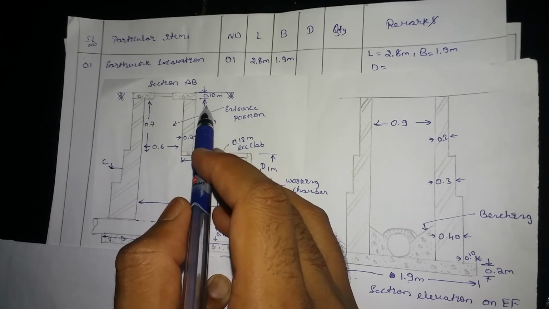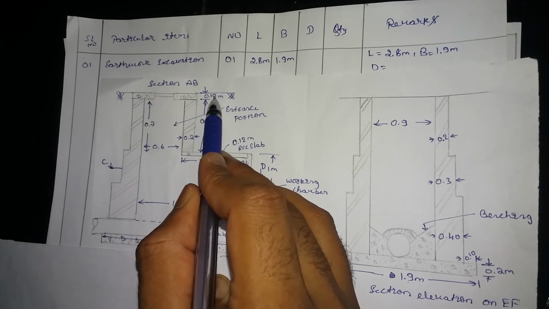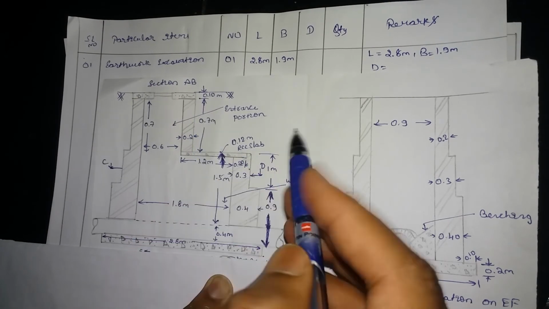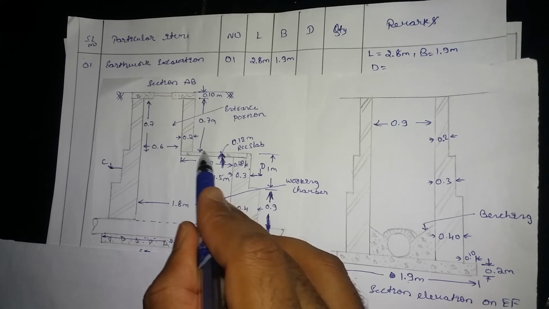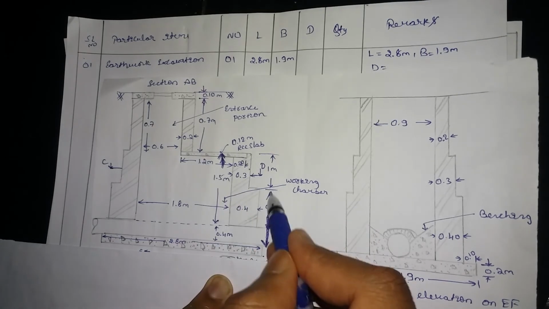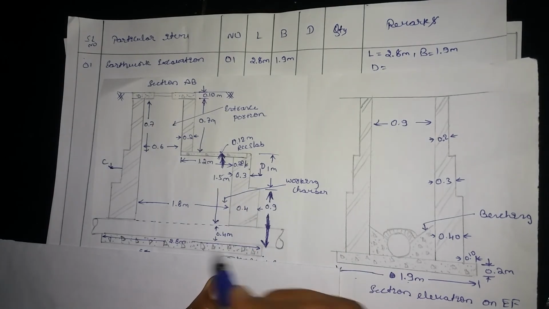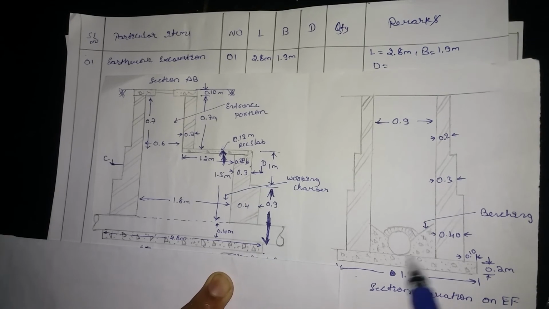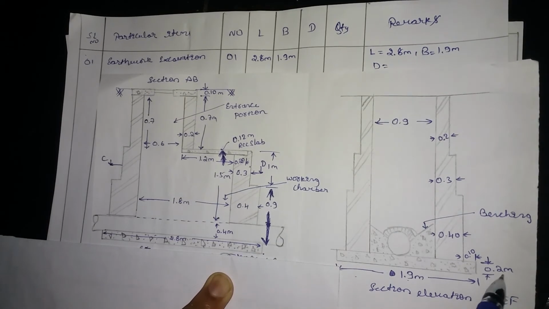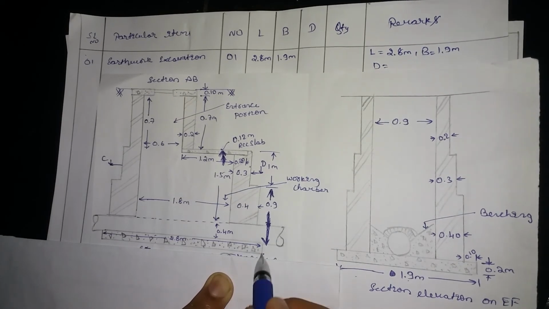Okay, so for that, what I will take, I will add 0.10 plus 0.7 plus 1 meter. This is up to here and this is up to here. So 1 meter plus 0.9, this is up to here, and then plus this thickness. Here it is not mentioned, but here it is mentioned, 0.2 meter is the thickness of the concrete bed. So that we are going to add.